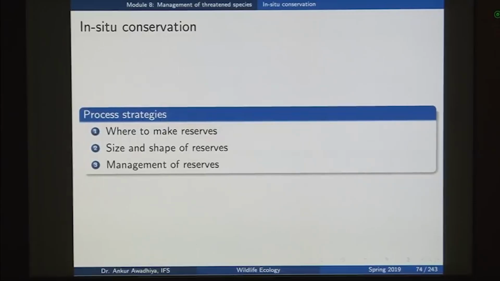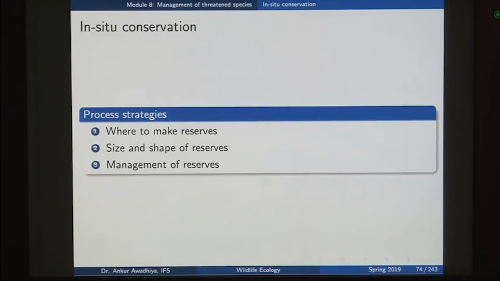Now, if we are going with in situ conservation, and in this lecture we will concentrate on in situ conservation, what should be our strategies? Basically we are asking the question, where should we make these reserves? We said that we wanted to create these in situ conservation reserves, we want to make a tiger reserve. Where should we have this tiger reserve?